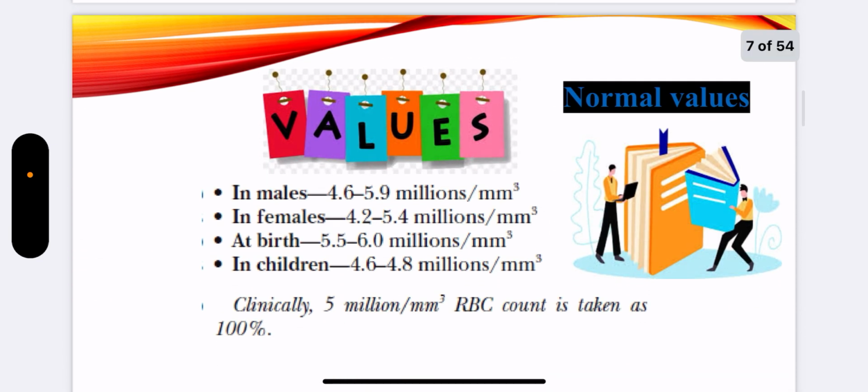About the normal values, the values of RBCs vary in males, females, at the time of birth, and in children. As you can see here, the count is more in males as compared to females, and the RBC count is more at the time of birth as compared to children. There are several reasons for this. We'll discuss all the reasoning-based questions in different slides. But clinically, 5 million per cubic mm RBC count is taken as 100%.